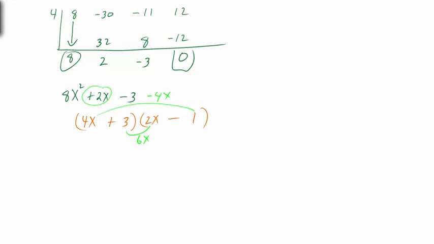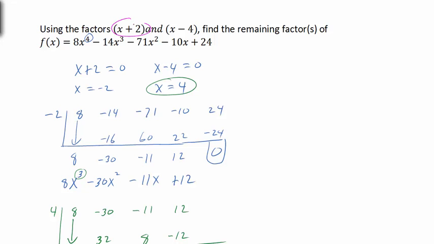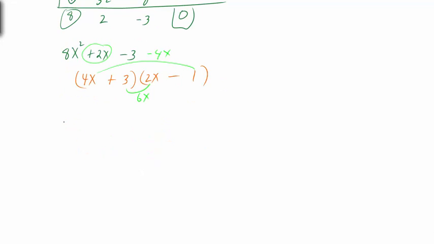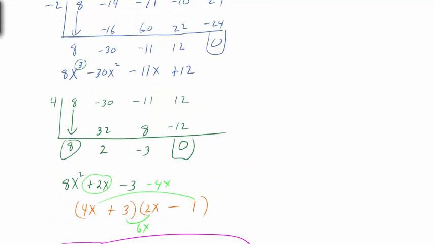So it looks like from above, the two given factors were x plus 2 and x minus 4. So we had x plus 2 and x minus 4. And now we have the factors 4x plus 3 and 2x minus 1. So here we have completely factored the polynomial function. And if you wanted to find the zeros, we could certainly just set each one of these equal to 0, and you could find the zeros or the roots for this particular function.